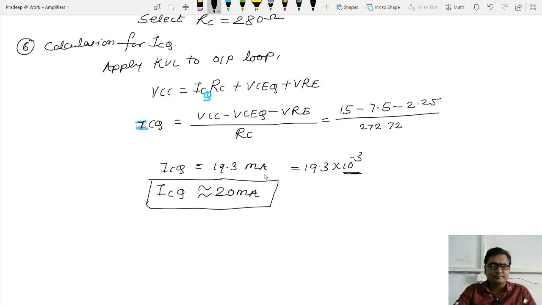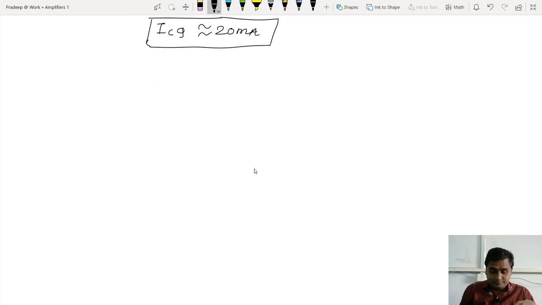We have calculated ICQ. We are still in the output part. We have calculated VCEQ, ICQ, RC. Now, considering only the output part, what else is there? Look at the output arm completely. We have another resistor called RE.